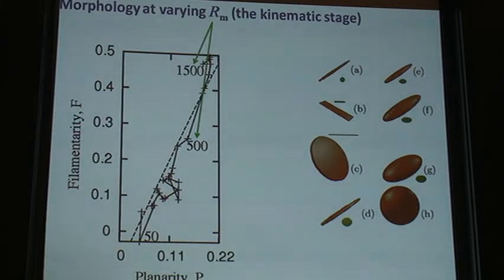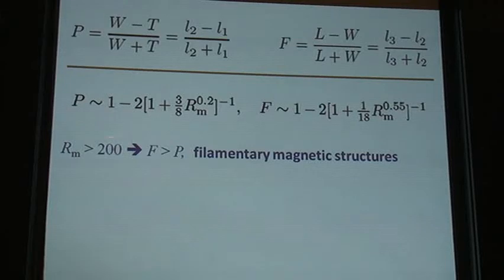Now, this is the planarity versus filamentarity. As we can see, as Rm increases, this is the path our structures make in the planarity-filamentarity plane. First, we see that, say here, planarity is 0.1, filamentarity is 0.2. So they are more like filaments, but not very strongly. For Rm equal to 1500, filamentarity is already a factor of 2 larger than planarity. And these are our fits for planarity and filamentarity. For Rm larger than 200, filamentarity will be much larger than planarity.